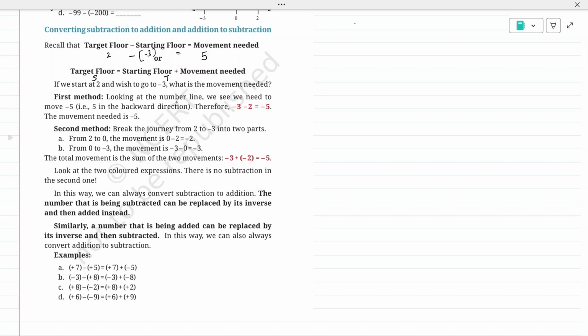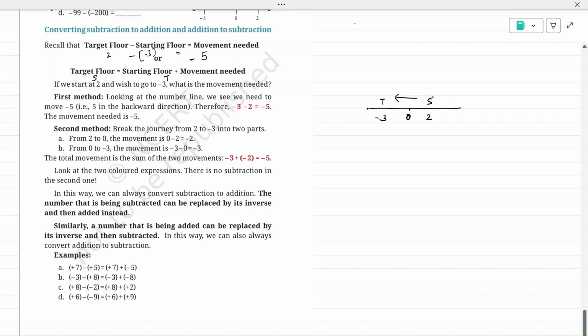Now the first method is to look at the number line. We see we need to move minus 5 in the backward direction, so minus 3 minus 2 is minus 5. If we take a number line and take the starting point as plus 2, which will be somewhere here, I am going to start from 2 and I have to go to minus 3 here. Since this is my target, we have to move in the backward direction.